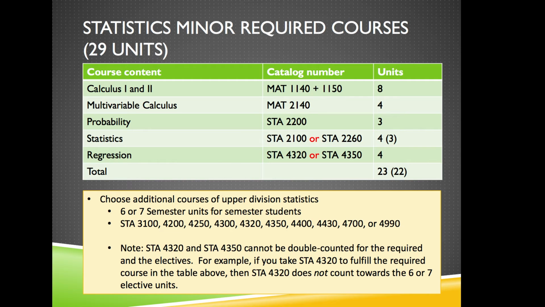Another way to think about it is that when you add up all the courses that you've taken from this table plus the additional courses, it should come out to truly 29 units or more. If it's less than that, then that means you're double counting, and that's not allowed.